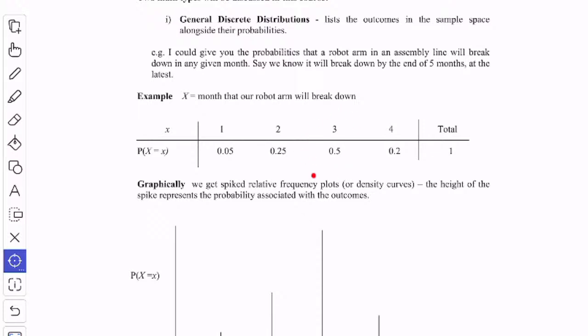Within 3 months, it'll break down with a chance of 50%. And by the fourth month, in the fourth month, it has a 20% chance of breaking down. Okay, so these, to be legitimate, I write this is the outcome here, and this is the probability that the variable x, that's the name, will equal the value x. So I go through each of these, and the chance of that is known, and they sum in total to 1. So that's a legitimate distribution.